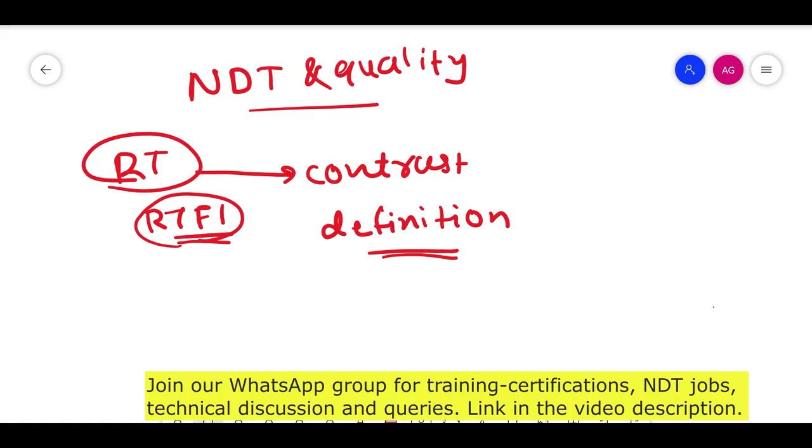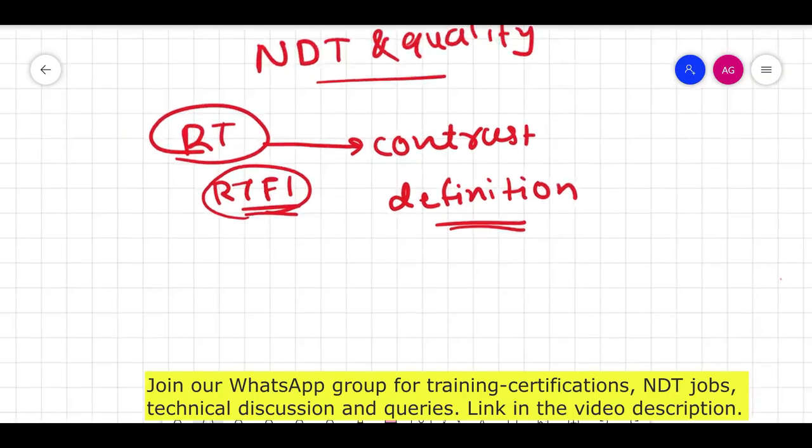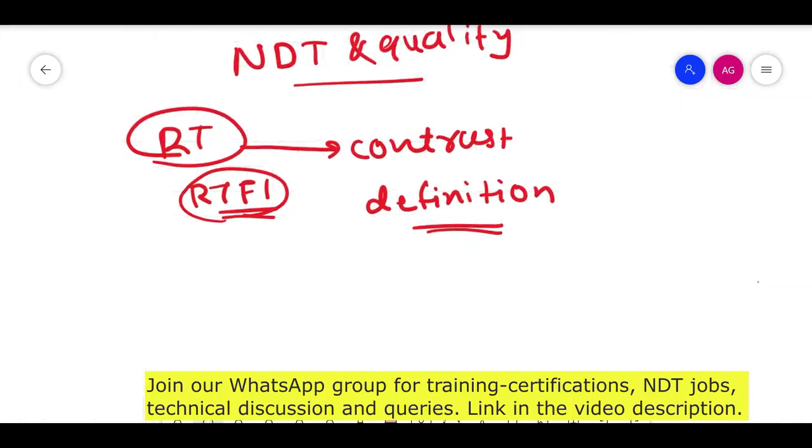I have seen many people who do RTFI who call contrast as definition or definition as contrast, etc. So this is wrong. Generally, contrast shows the density difference in your film and definition shows sharpness.